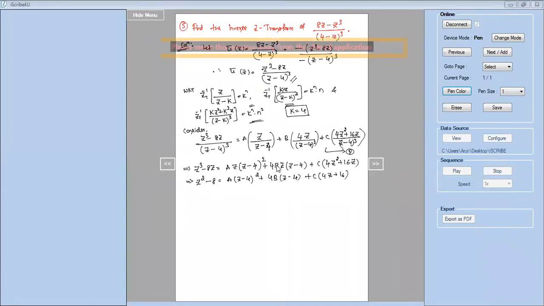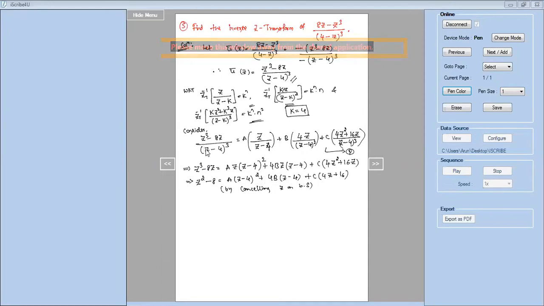See, in the right hand side z, and here also I can take z common. So if I take totally z common and take one z common in the left hand side and cancel, we get this result. So this is just by cancelling z on both sides. One z we can cancel on both sides. Now I want to find the values of A, B, C.